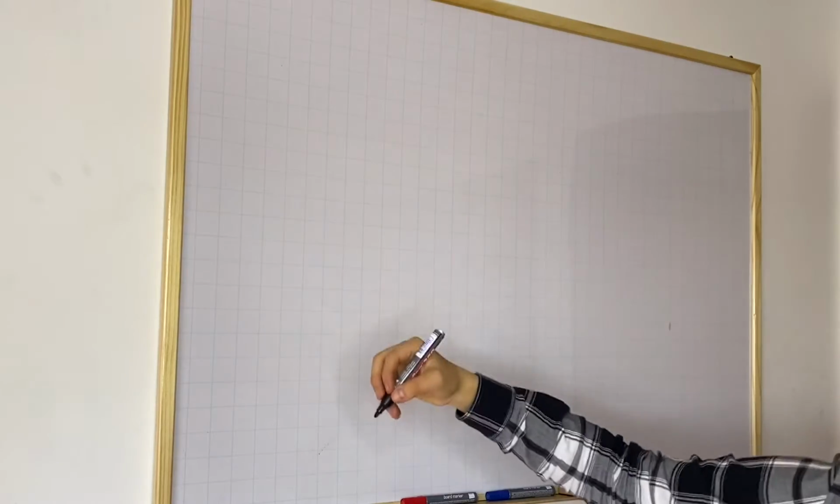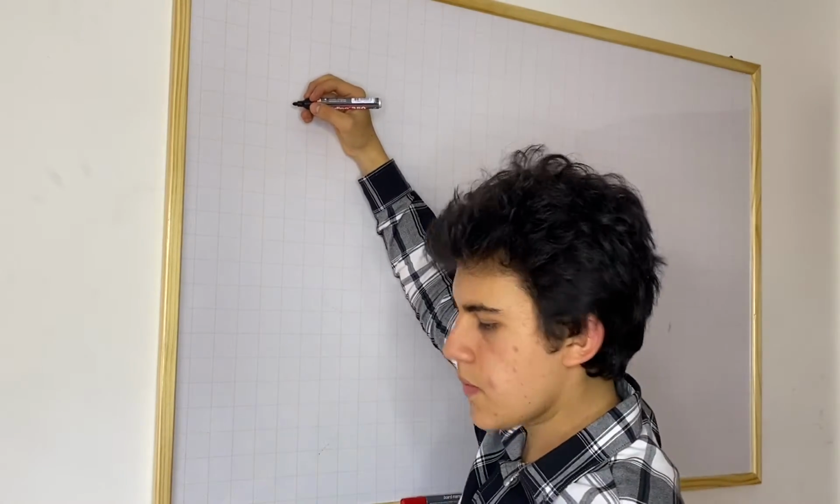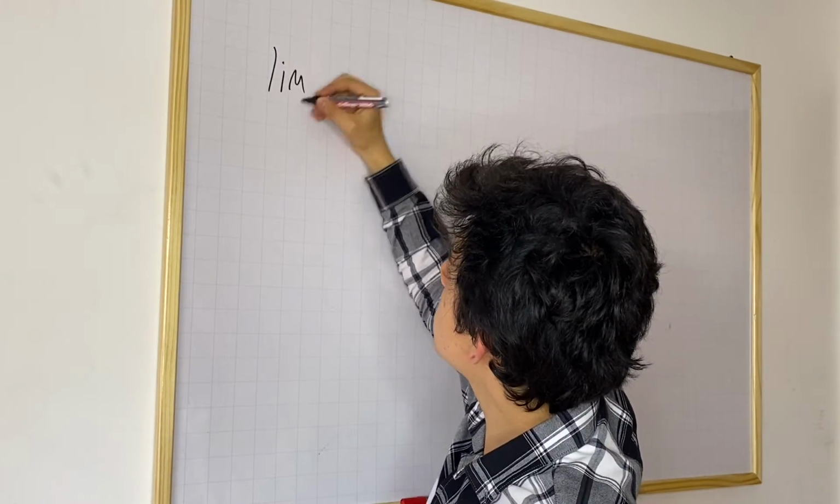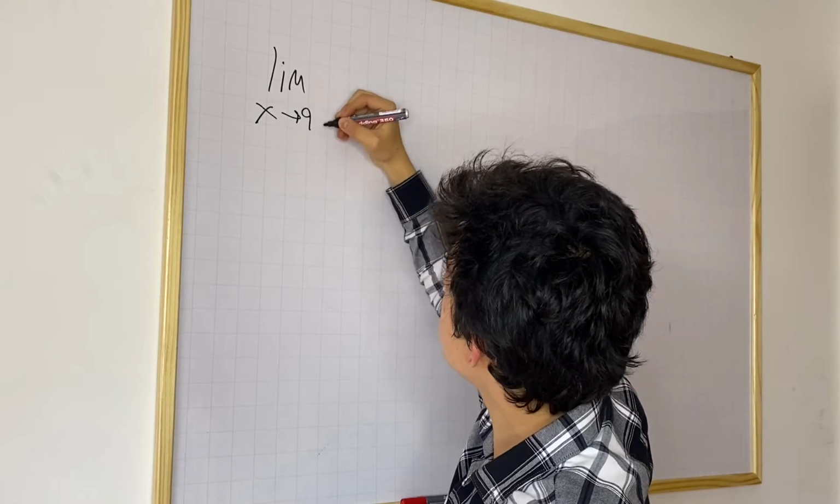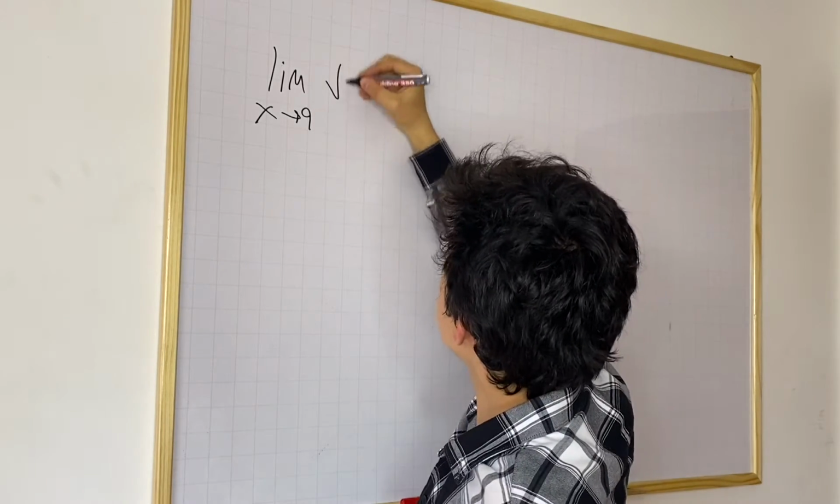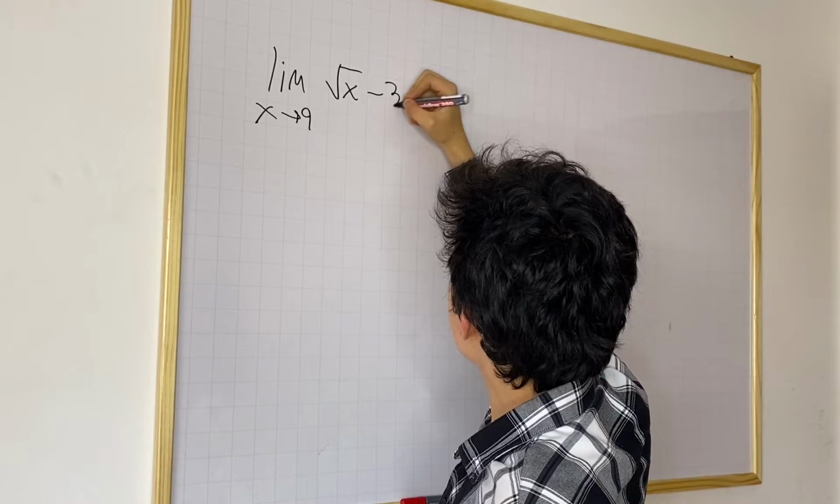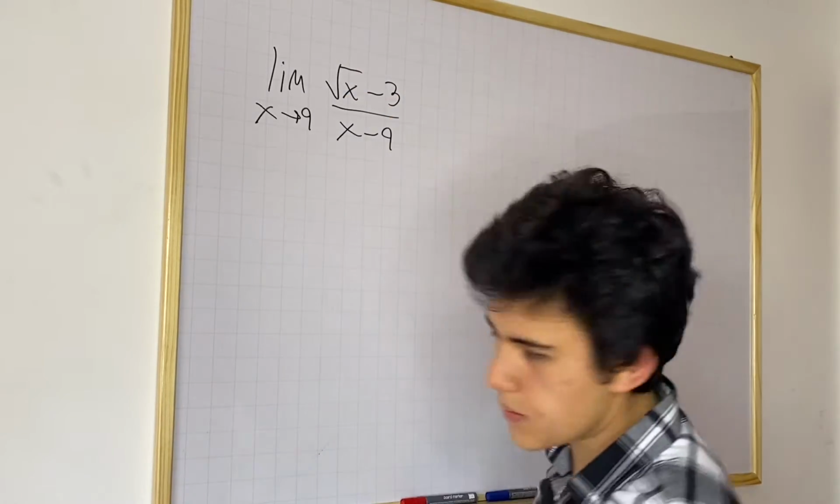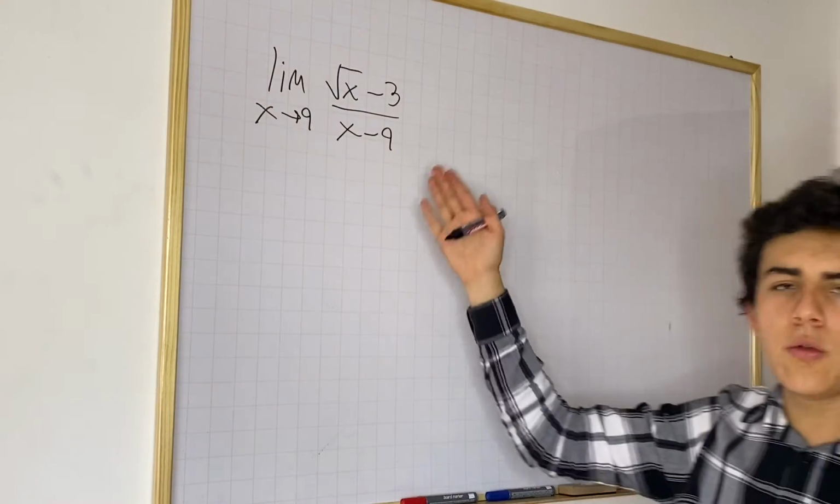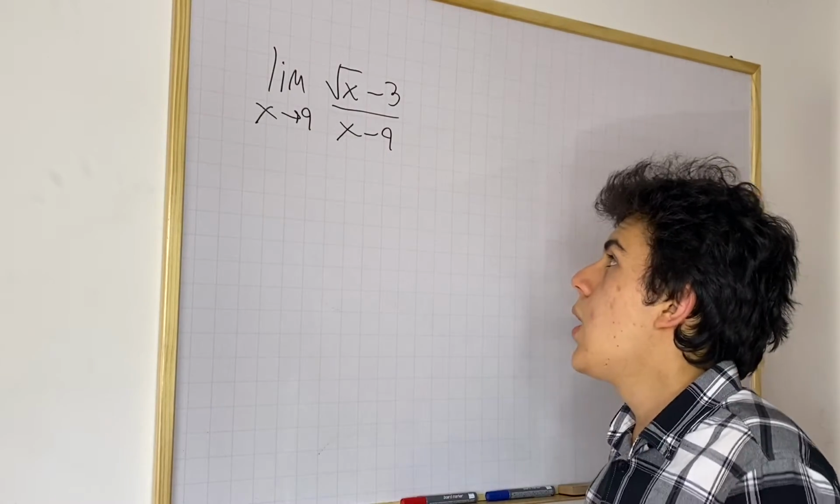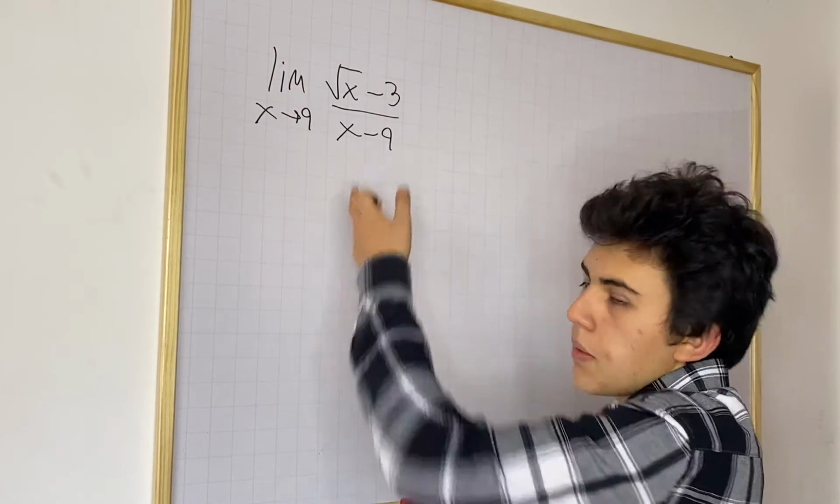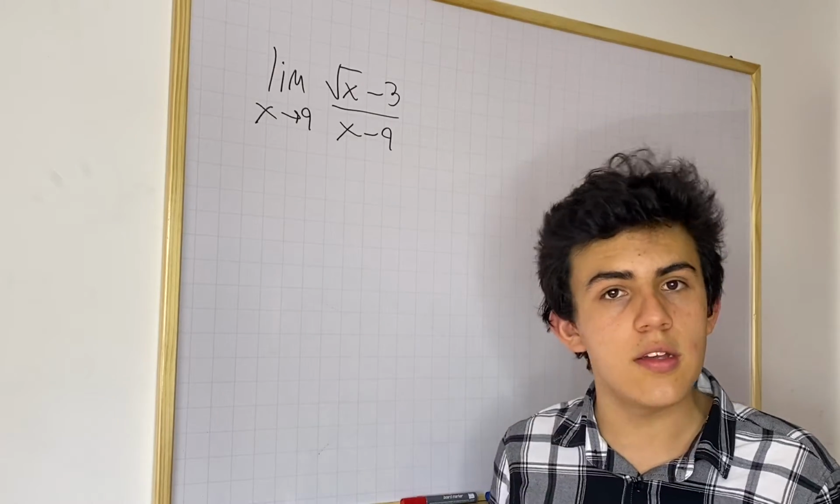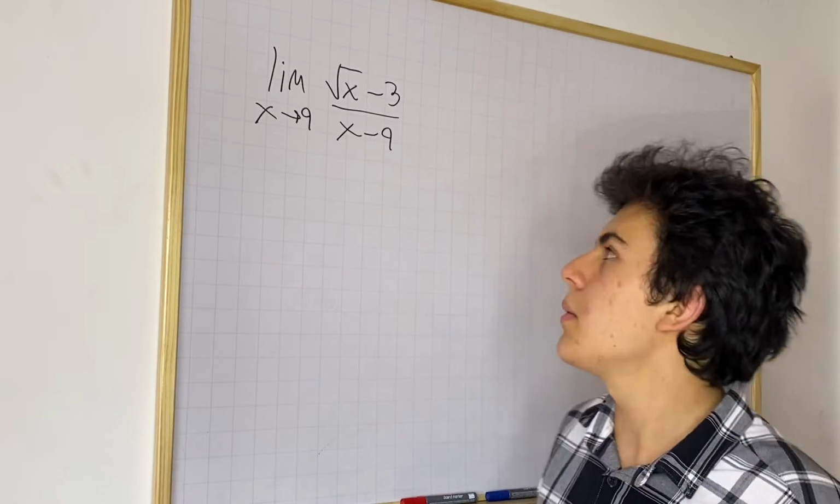We're going to take the limit as x approaches 9 in the function square root of x minus 3 over x minus 9. So now, what would you do in this situation? Well, now you might think, of course, we can't plug in 9. We should rationalize the numerator. Actually, no, we don't have to.